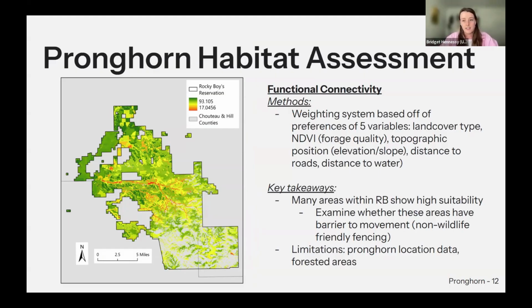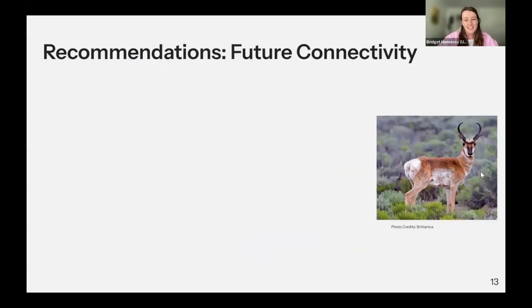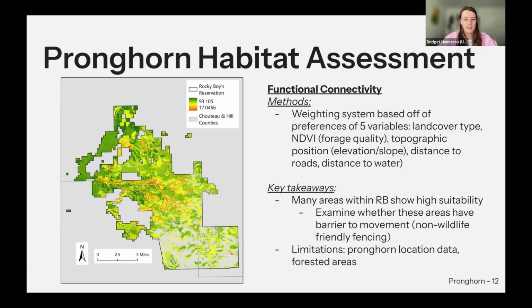So we think future studies could examine whether there are barriers to movement around these areas to the surrounding counties, which would limit pronghorn presence in the reservation or make it difficult to get to these suitable areas. And then this study also had some limitations. We didn't have actual pronghorn location data to see where pronghorn actually go or see their movement patterns, which would verify the suitability of the land.